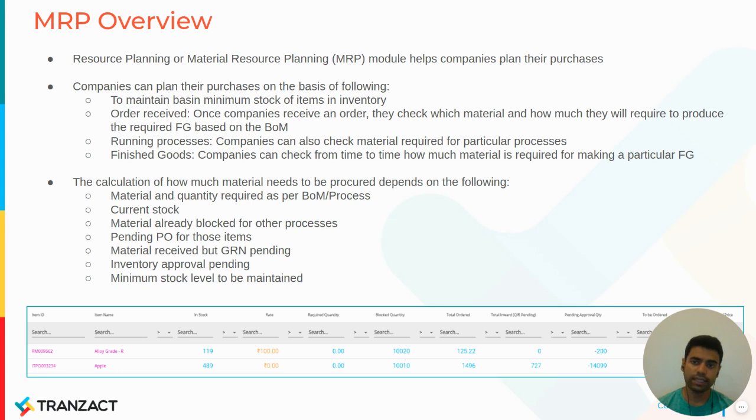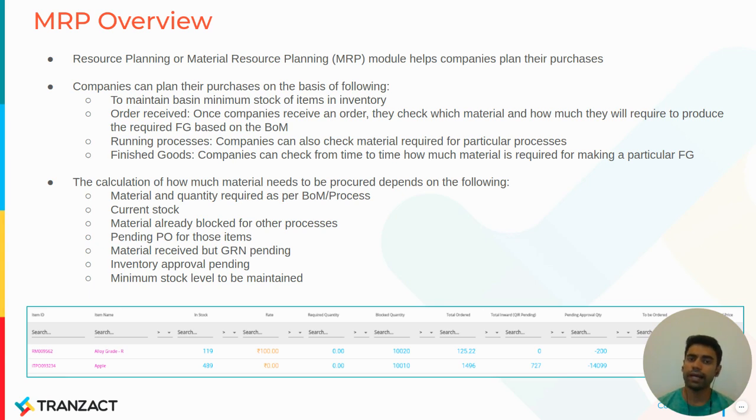So there are four distinct ways by which a company can determine what all raw materials or materials they need to purchase. First is on the basis of the minimum stock level that they want to maintain for items in the company. Next, on the basis of orders that they have received. So for example, they have received an order of say 10 finished goods. Then for making those 10, how much raw material do they need to purchase? So that planning they can do.